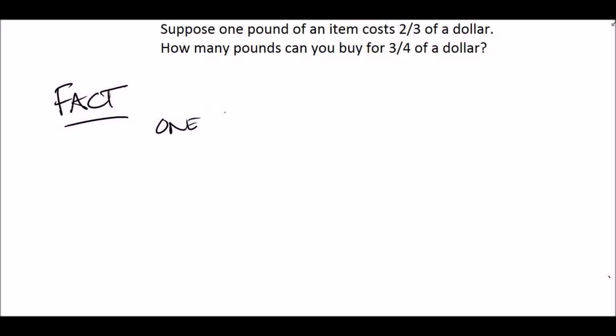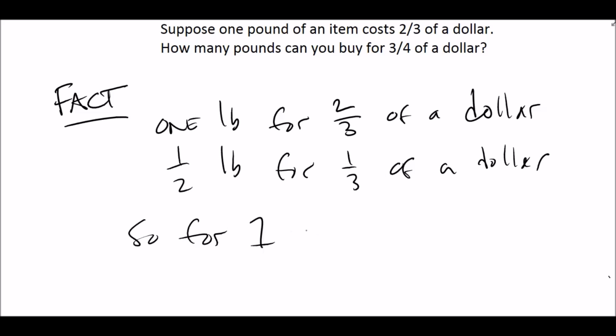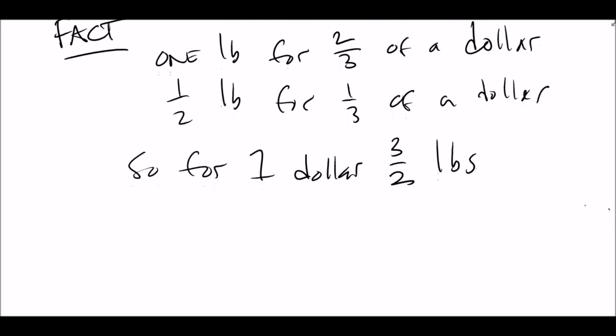Well, fact. We could buy 1 pound for 2/3 of a dollar, as given to us in the question. Well, this means we could buy a half a pound for 1/3 of a dollar. We're just cutting those givens in half. This means for $1 then, we'd have to multiply that by 3, so I'd have 3 times 1/2, or 3/2 pounds that I could get for $1.